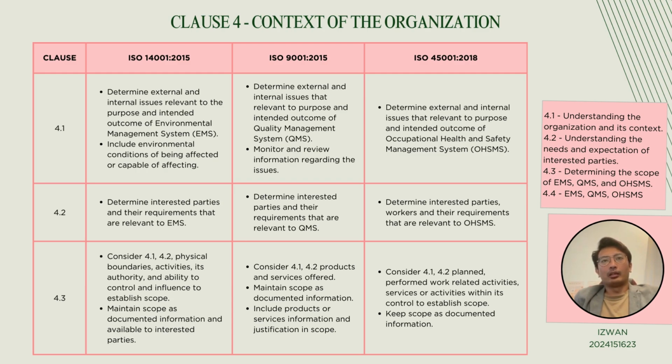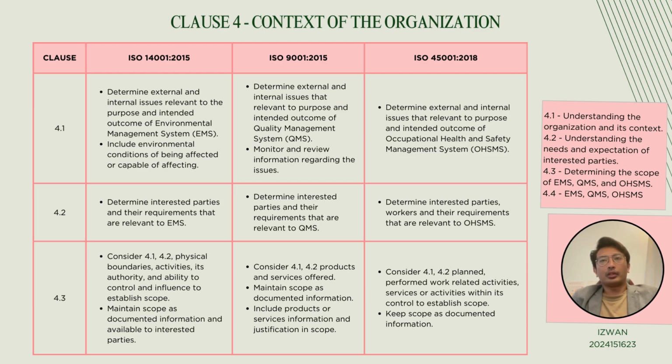Next is clause 4.3, determining the scope of the EMS, QMS and OHSMS. For ISO 14001, consider 4.1 and 4.2, physical boundaries, activities, and its authority and ability to control and influence, to establish the scope. Maintain the scope as documented information and available to interested parties.